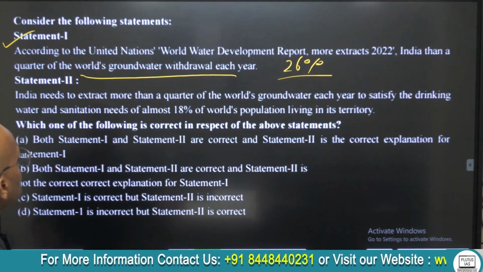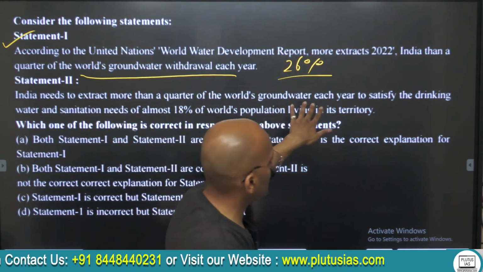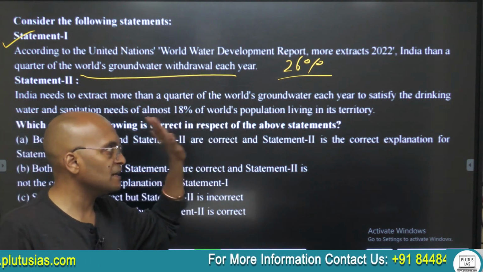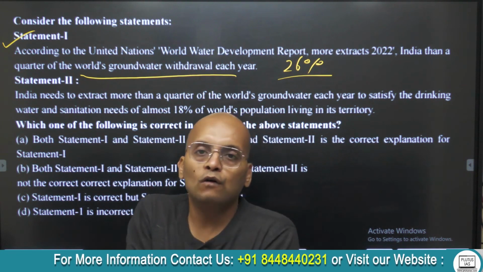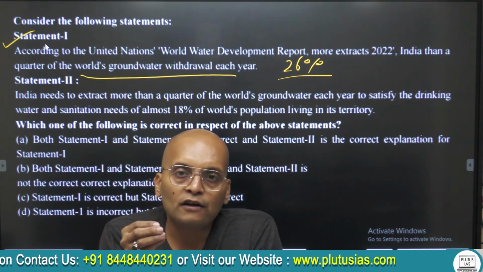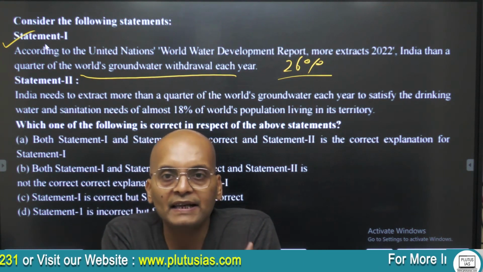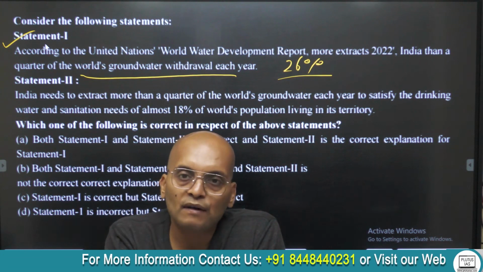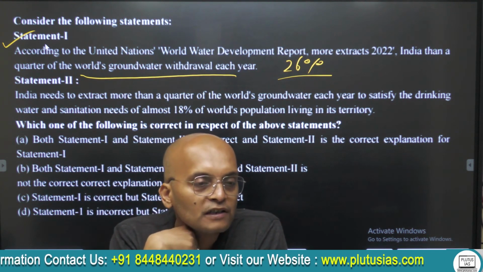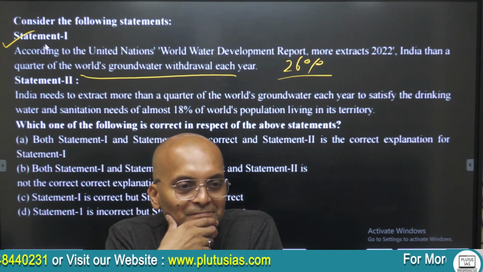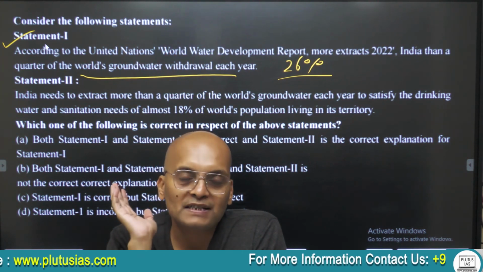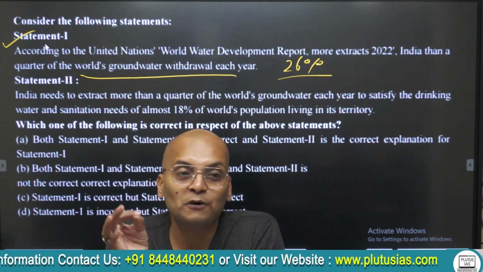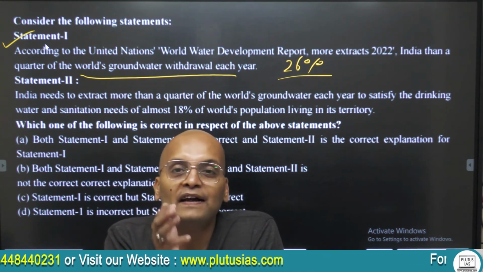Statement 2. India needs to extract more than a quarter of the world's groundwater each year to satisfy the drinking water and sanitation need of almost 18% of the world's population living in its territory. What's the meaning of this statement? That 18% of the world's population is living in India, so those people will feel thirsty, they will need sanitization also. So that's why it is a compulsion for India to withdraw the water from the ground. So what do you think? On the face of it, this second statement seems to be correct, and it seems to be the proper explanation of the first statement, talking logically. But factually it is wrong.